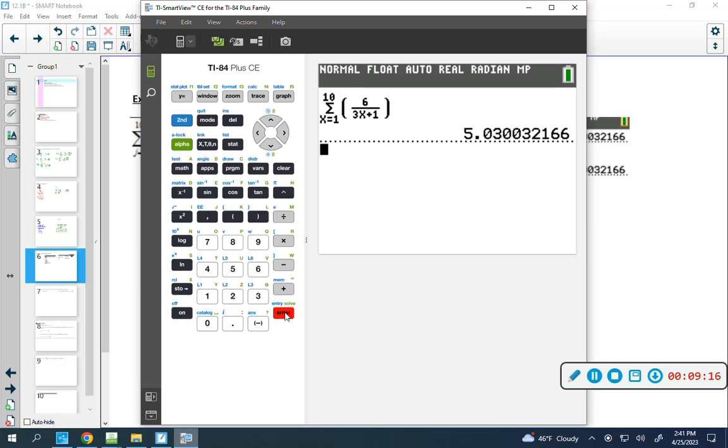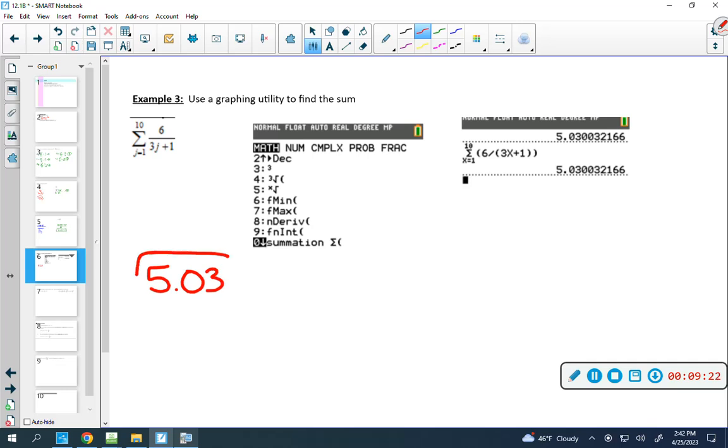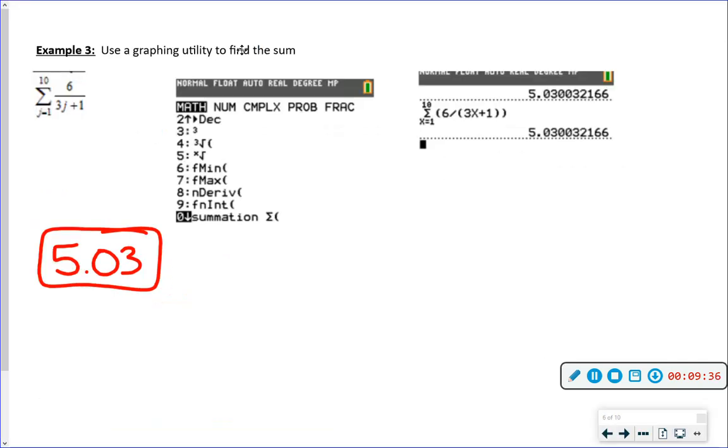I'm just going to round it. Let's put 5.03 for it. And you can see over here I typed it in without the alpha y equals. You have to use parentheses on the bottom. If it's a fraction, I like the alpha y equals so I don't have to worry about forgetting to use parentheses. Any questions on your calculator?